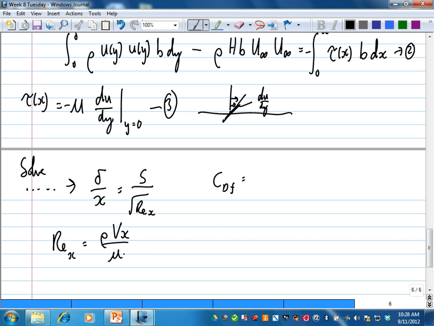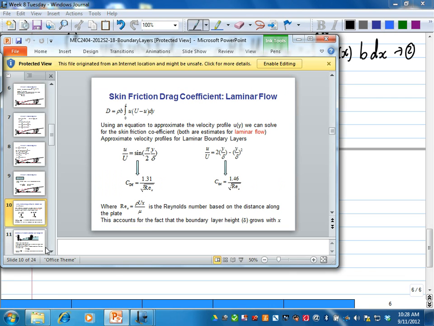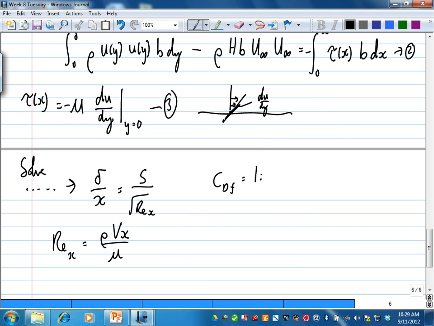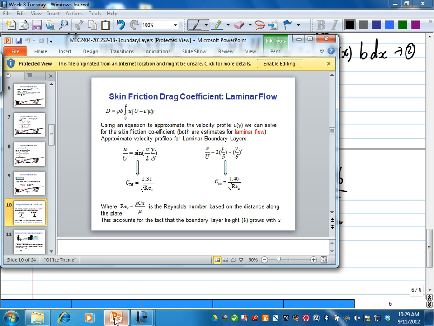And your CDF, depending on which profile you use, the number is a little bit different: 1.31 or 1.46. 1.31 or 1.46 over square root of Re_x. Is that right? Yes.